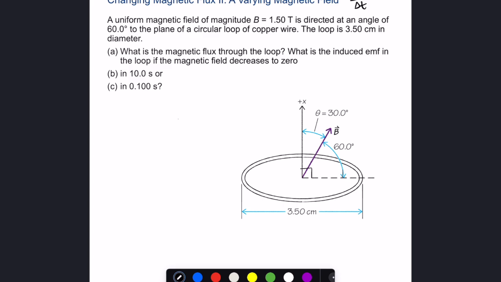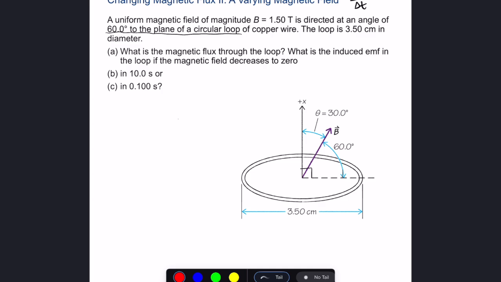So we have a uniform magnetic field pointing out of this loop with a magnitude of 1.5 Tesla. And it's pointing out of the loop at an angle. And look at how this angle is described. It's described as being 60 degrees to the plane of the loop. Okay, so that is going to be this angle right here.